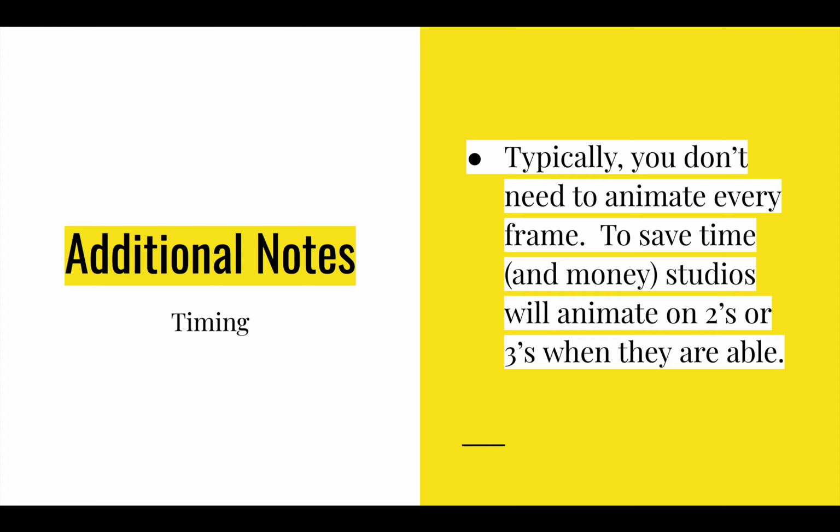This is known as animating on the ones. It's very time consuming, so to save time and money, studios usually animate on the twos, meaning they'll draw something every other frame. This still gives the illusion of animation and life, but it saves a lot of time and money and hassle rather than drawing every single frame. Alright, next, let's do a demo on timing.